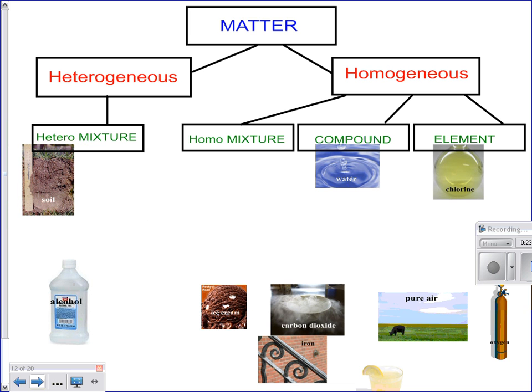Okay, sugar water. I don't like my example here. Pretend it just looks like clear water. Ignore the little lemon that you see. If it's just clear looking, it would be a homogeneous mixture.